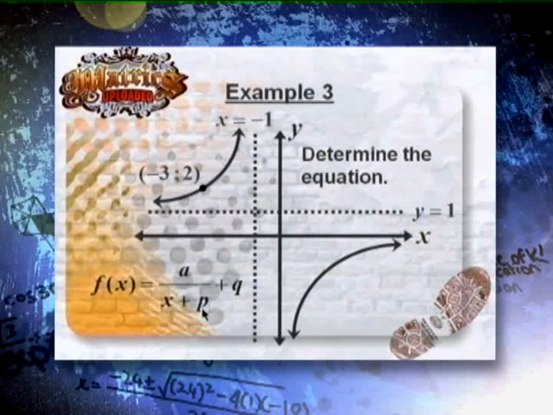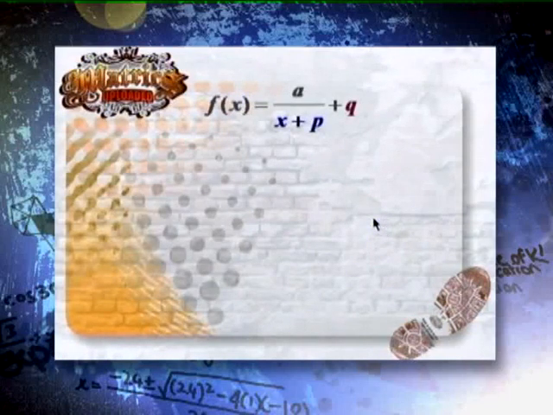Then look at the form: a over x plus p, plus q. This p comes from the vertical asymptote. Q comes from the horizontal asymptote, which is the y value. This is the x value. And then a, how do we know a? What is the effect of a? The stretch of the wings. This is the general formula.